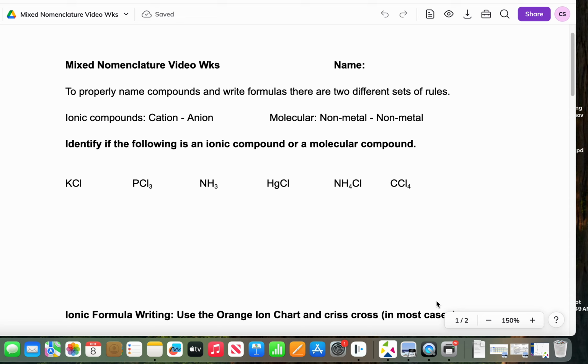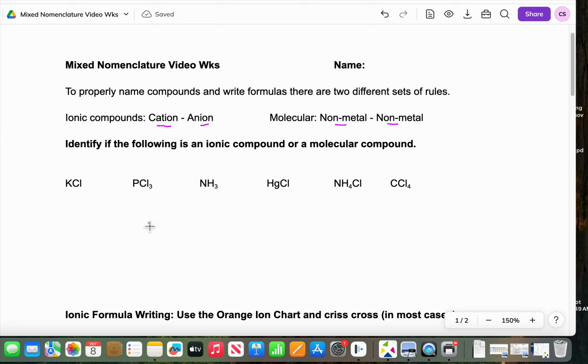Okay, this video is for mixed nomenclature, and what that means is this worksheet has both ionic compounds and molecular compounds on there. Now, an ionic compound is when you have a cation followed with an anion, whereas a molecular compound is a nonmetal and a nonmetal. So you'll want the orange ion chart out to look up a few things and a periodic table.